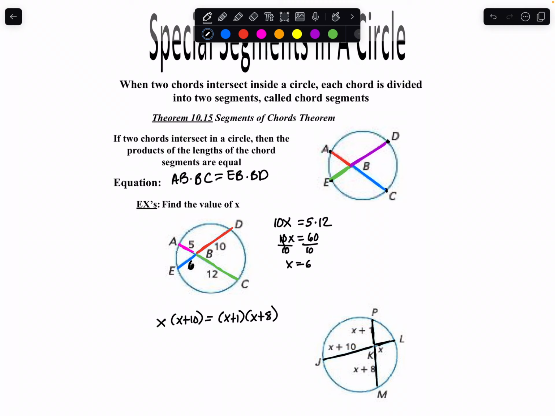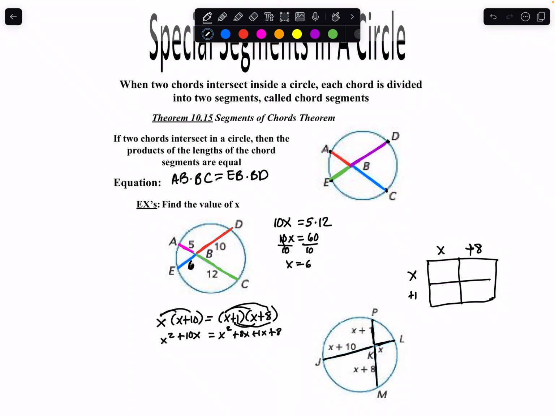And now here we basically have a bit of multiplying. X times x is x squared. X times 10 is positive 10x. Over here we can multiply through the box method, if you like. You can do x plus 1 and x plus 8. Or you can do FOIL: x times x is x squared. X times 8 is positive 8x. 1 times x is 1x. And 1 times 8 is 8. Either way, you'll end up getting the same thing.